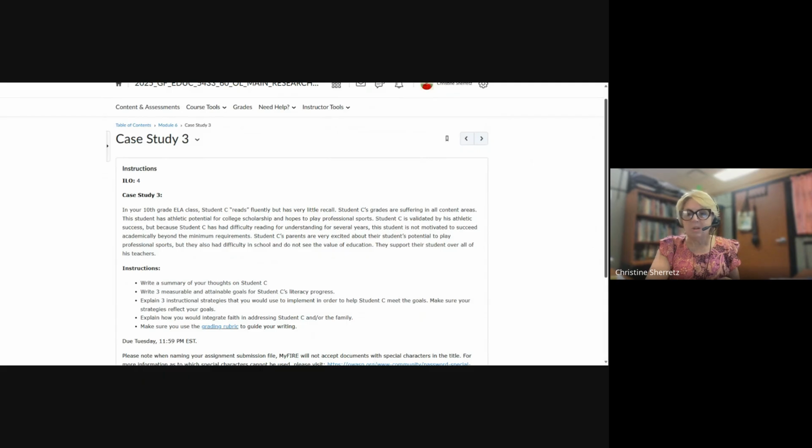So this student, I would assume, has the decoding. They have those foundational skills. They can read fluently, but their grades in high school are not good in content areas like science and social studies, and this is due to comprehension. The student has potential to go to college, wants to play sports, is very validated by their sports, but just has a lot of difficulty with comprehension. Seems not to be as motivated academically, but is very motivated in sports.